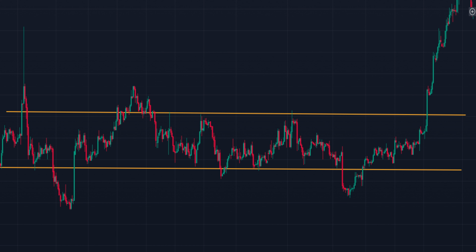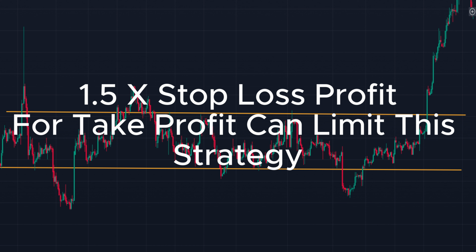After entering a buy position and setting your stop loss, the next crucial step is determining your profit target. First, keep in mind that during a breakout, prices often have significant upward potential. Using a fixed profit target, such as 1.5 times your stop loss, can limit this potential.